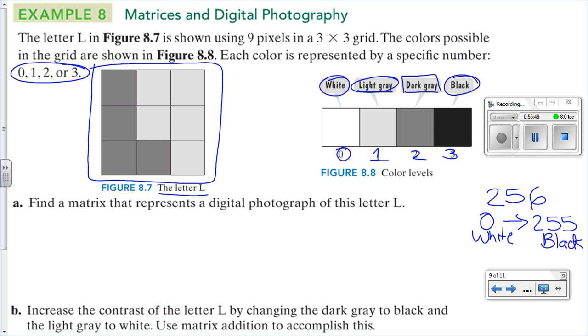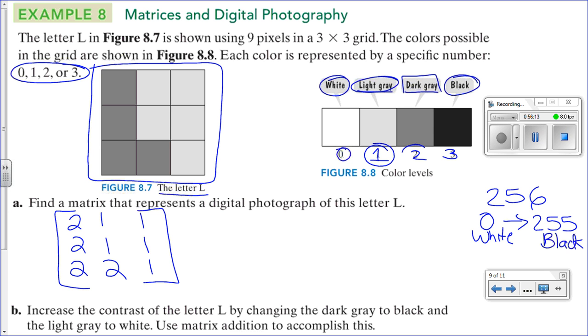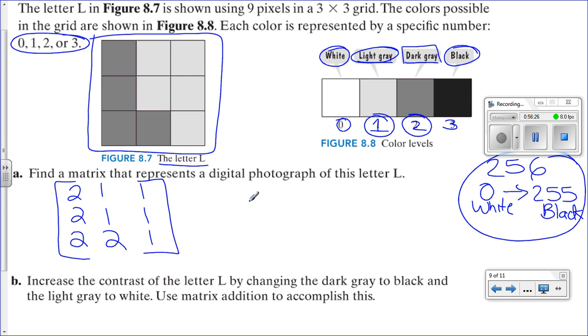So what we're going to do first is find a matrix that represents a digital photograph of this letter. So it is very simple. For dark gray, we have 2. And for light gray, we have 1. So remember, I'm getting those numbers from here and here. So that is the matrix that represents the picture. Things are not as simple when you're working with those type of pixels. And if you get into color pictures, that's even worse.